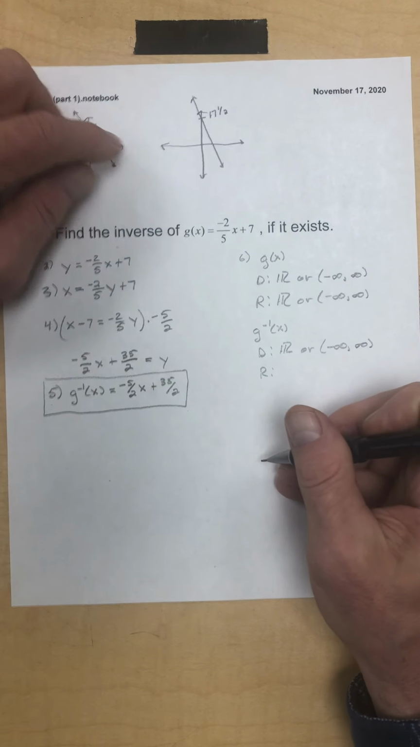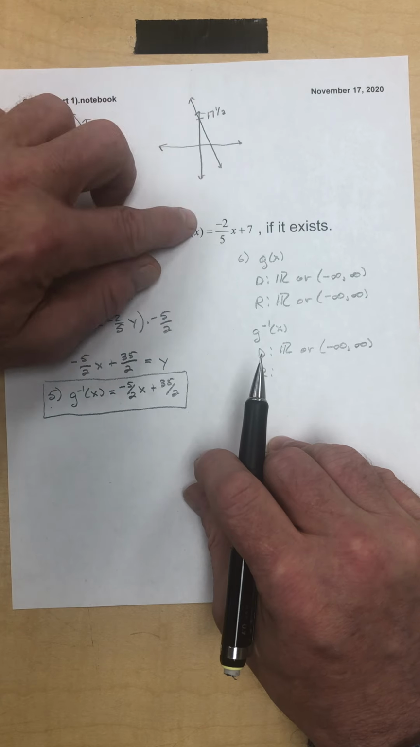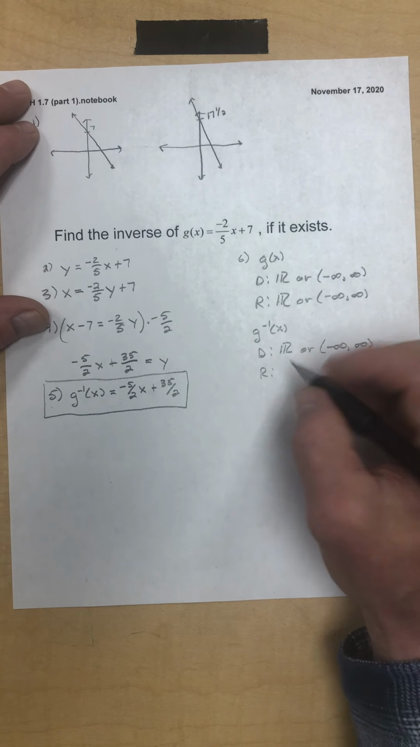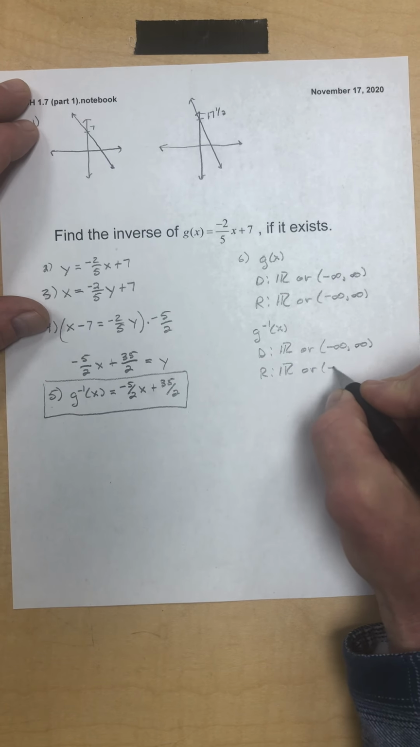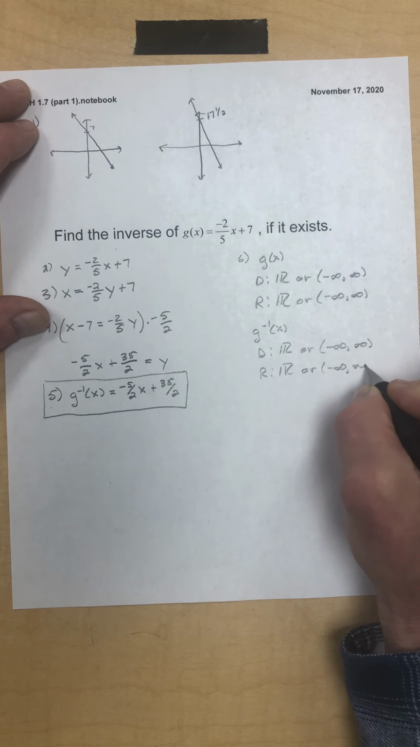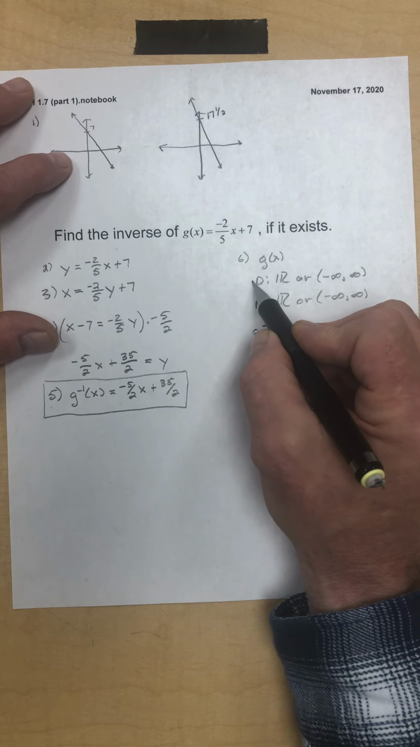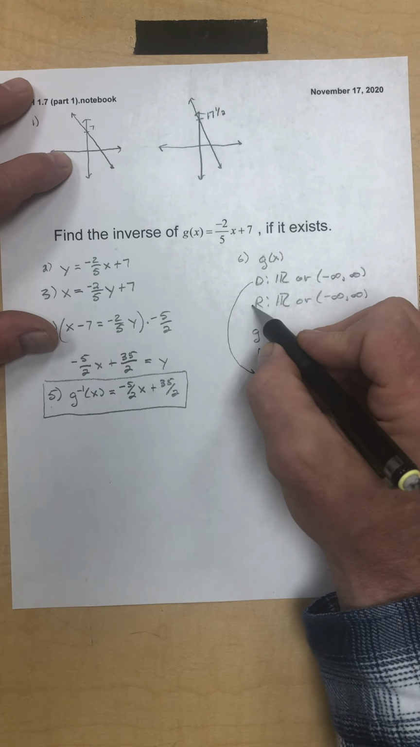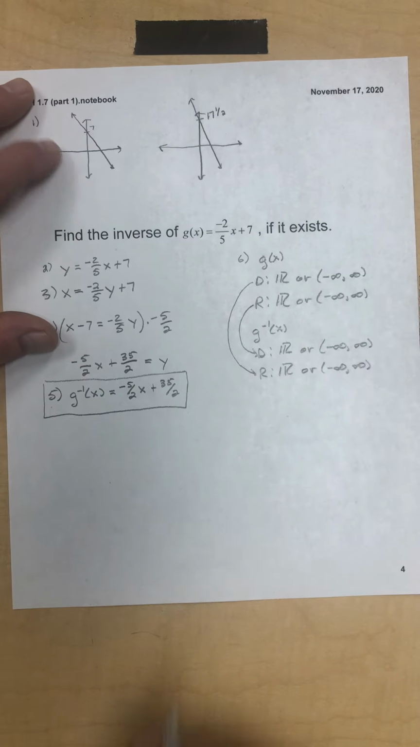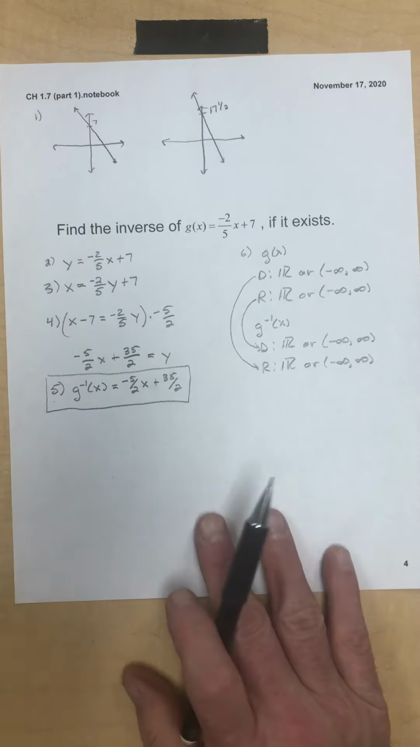And then if I look at the range, once again, every single y value along the y-axis will be included. So we get the set of all reals. And you can take a look at, are the domain and ranges switched? Well, the domain here is the same as the range there, and the range here is the same as the domain there. So this guy has an inverse everywhere. Okay, let's take a look at another one just like that.